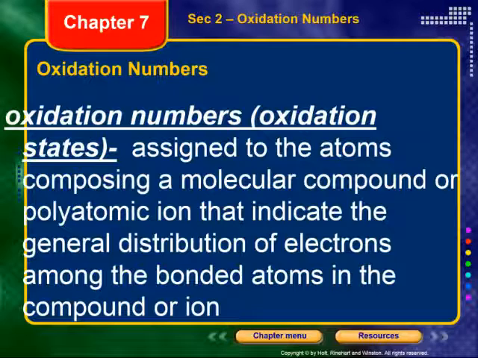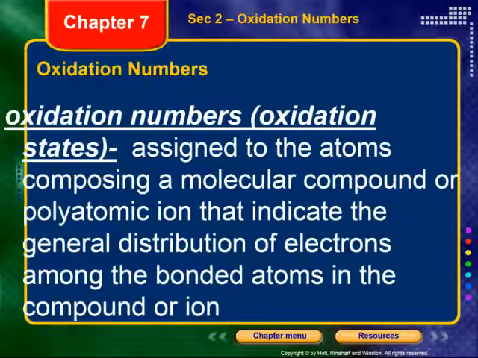Now, this has its foundation in the difference between a molecule and an ionic compound, right? So we're describing the distribution of electrons. In an ionic compound, the cation has lost electrons and the anion has gained electrons. The electrons have moved from one atom to the other. That is the distribution of electrons, and we use ionic charges to communicate that.